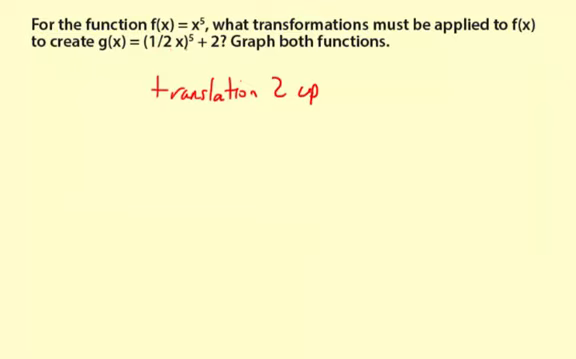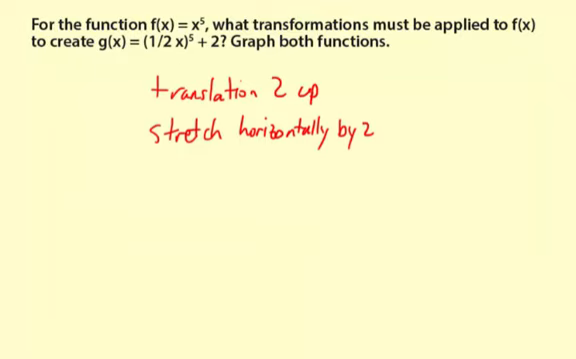Then we have this 1/2 inside the parentheses with the x raised to the fifth power. Now what this 1/2 does is it's a stretch horizontally by 2. Okay, and that's just from knowing my transformations here. I know when I have a plus 2 outside the parentheses, it's a vertical translation of 2 up, and when I have a value inside the parentheses, it's going to be a horizontal stretch or shrink, and based on this 1/2, it's a stretch by 2 horizontally.